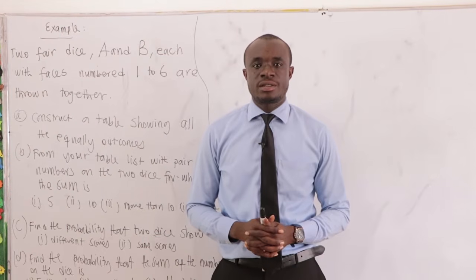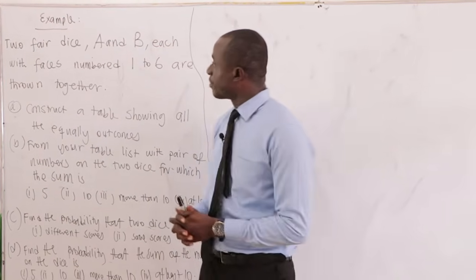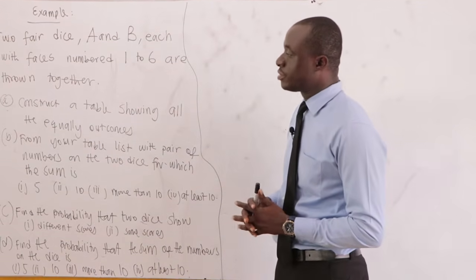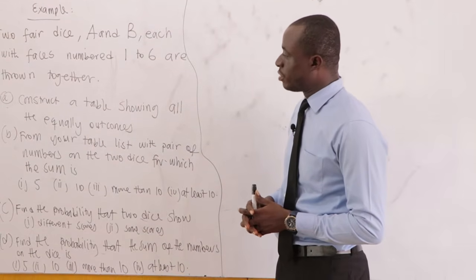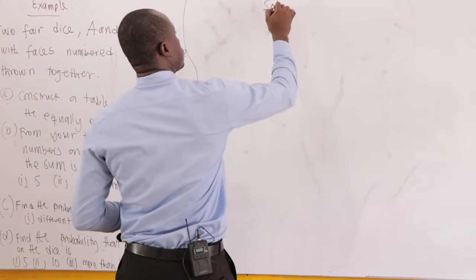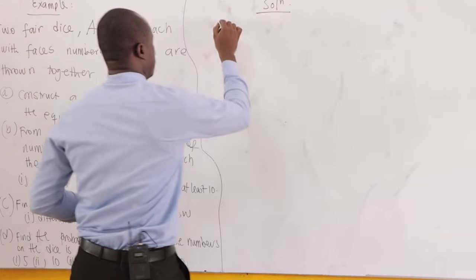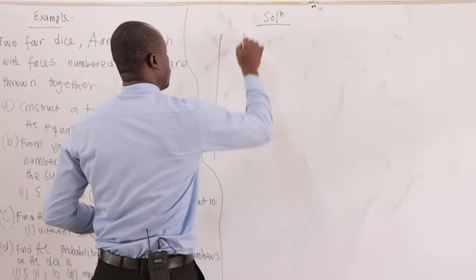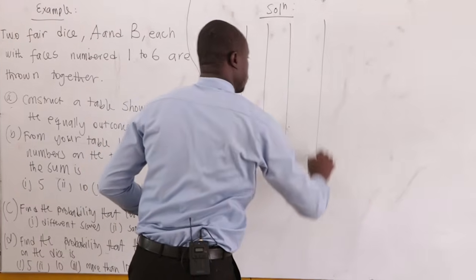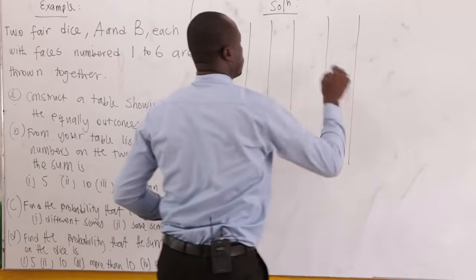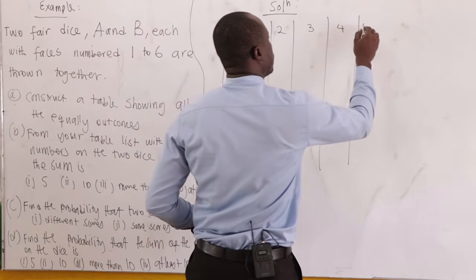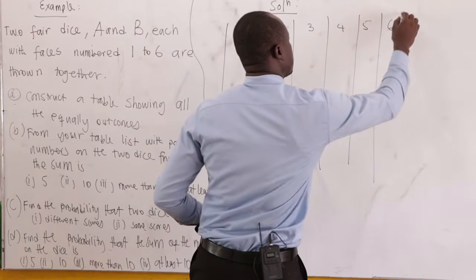Now let's consider this example. 2 fair dice, A and B, each with faces numbered 1 to 6, are thrown together. Construct a table showing all the equally likely outcomes. So let's construct our table. We know the faces for a die are 1 to 6. So you have 1, 2, 3, 4, 5, and then 6.